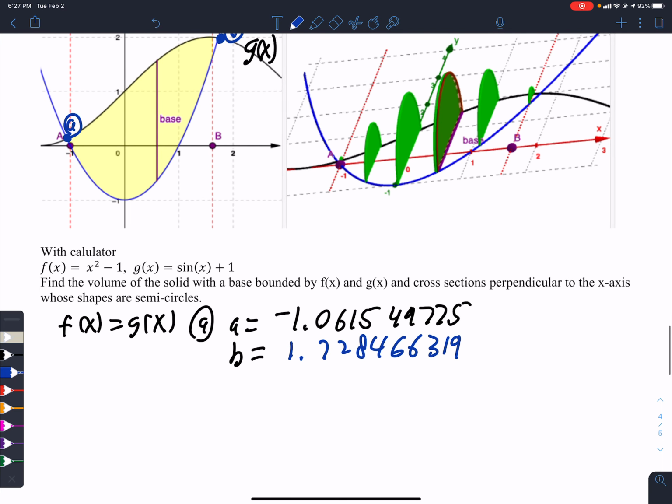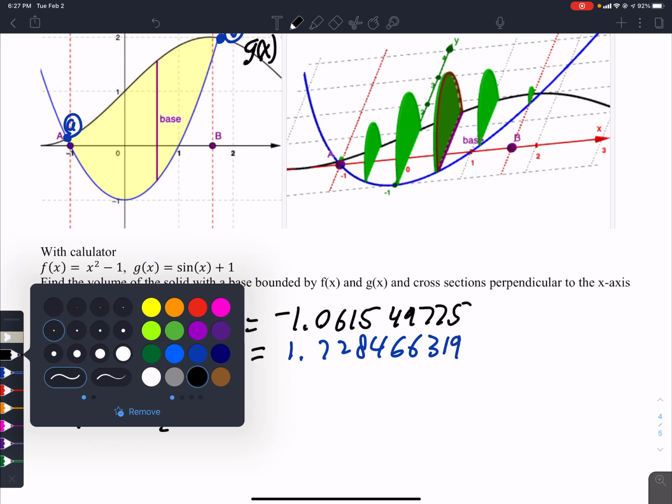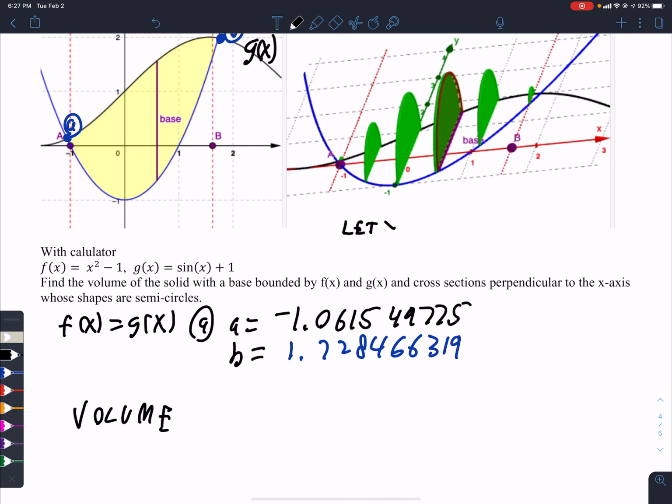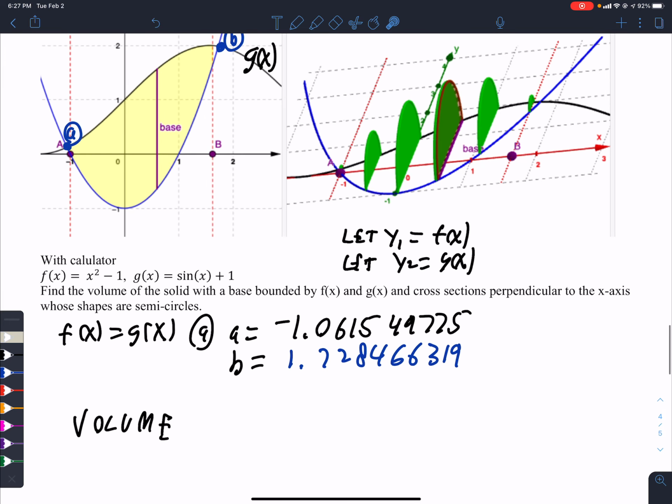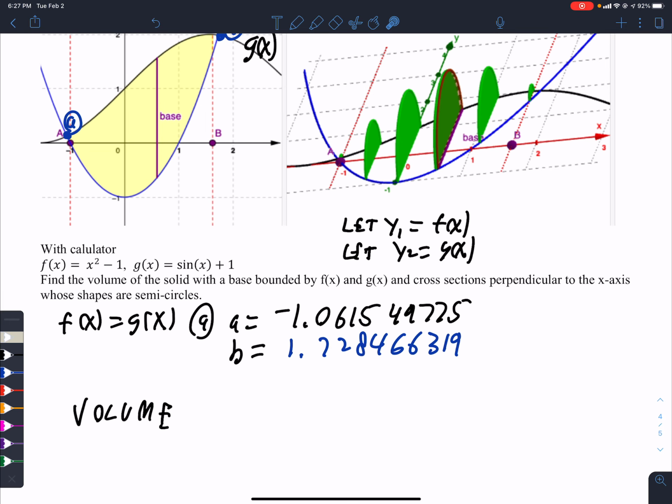So now I want to add up. So here we go. What's the volume? Oh, there's a couple of cool things we can do here. I'm going to show you some things to make your life easier. Watch this. If I say, hey, let's let y1 equal f of x, and let y2 equal g of x, now I can interchange either one of these. It doesn't matter. Okay, and it kind of makes life a little bit easier in some ways.